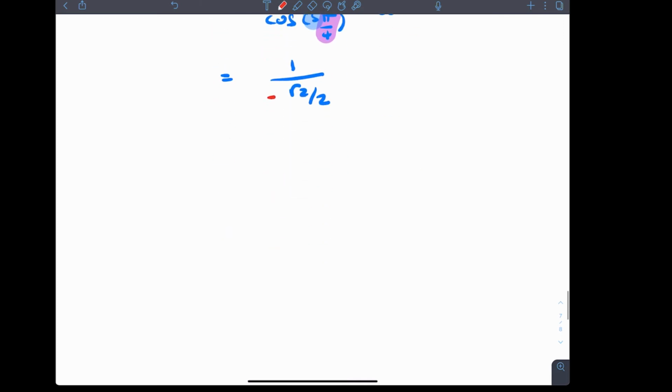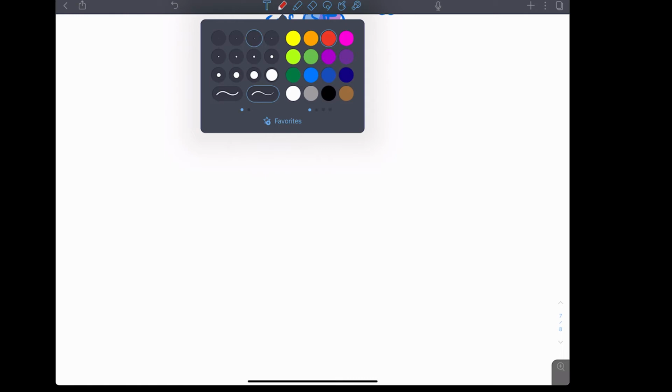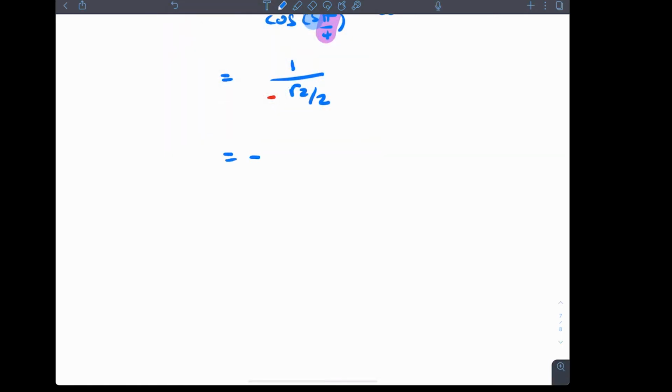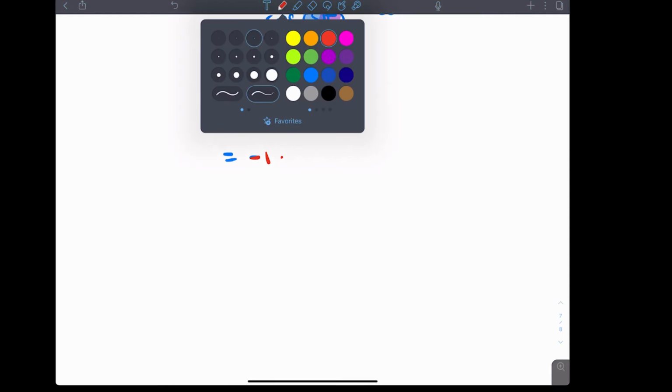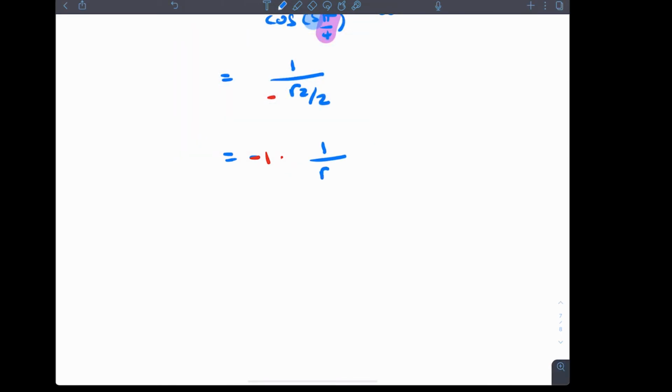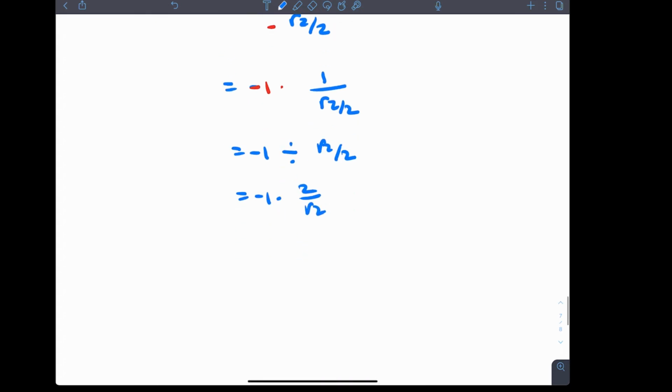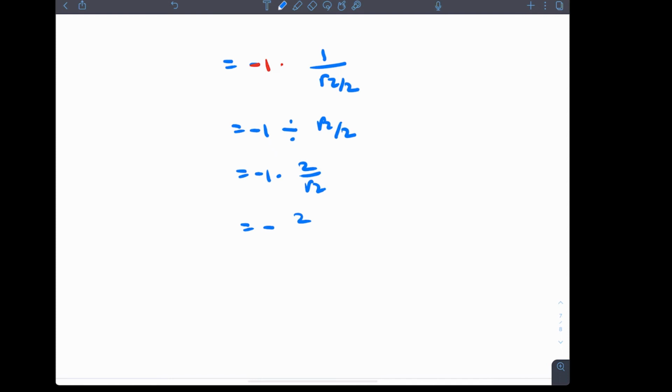So my final answer is going to be what? Negative. But this is 1, right? So I'm going to do every detail. I can say that's going to be negative 1 times what? This is every gory detail. Square root of 2 over 2. Negative 1 divided by square root of 2 over 2, which is negative 1 times what? 2 over the square root of 2, which is negative 2 over the square root of 2.